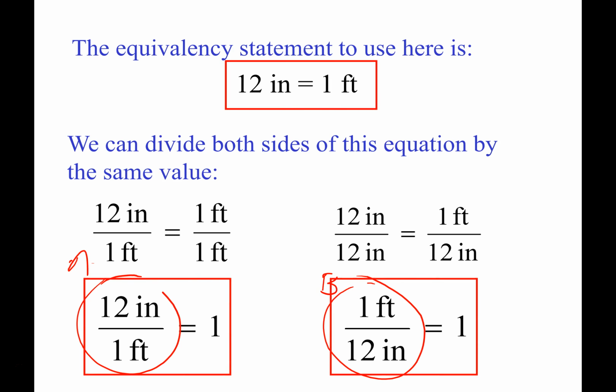So now let's go ahead and work the problem. What I usually do is take the thing I want to convert and put it over 1. I know it doesn't say that in my notes, but that's what I usually do. 2.5 feet, we're trying to get inches. 2.5 feet over 1. Now, what do you think, A or B?